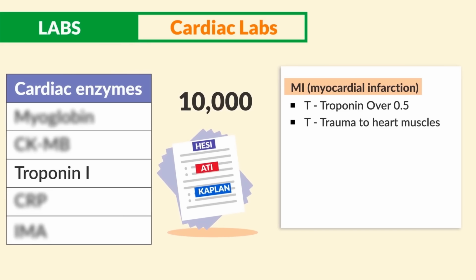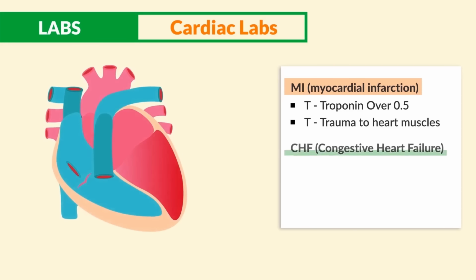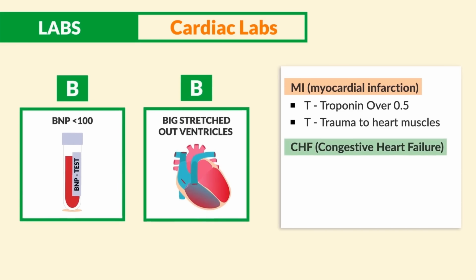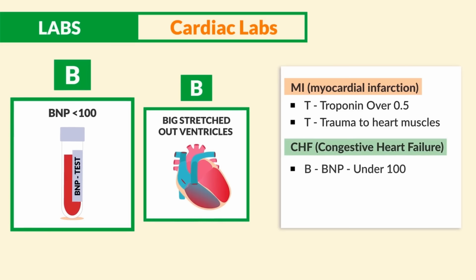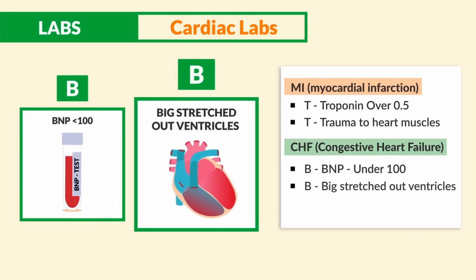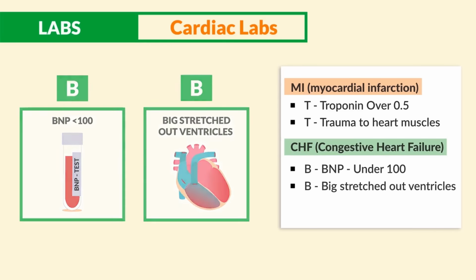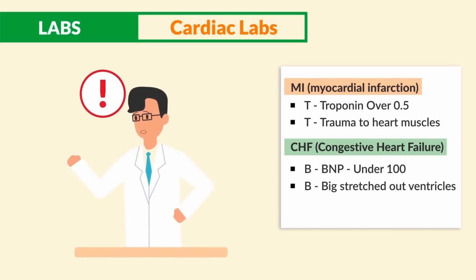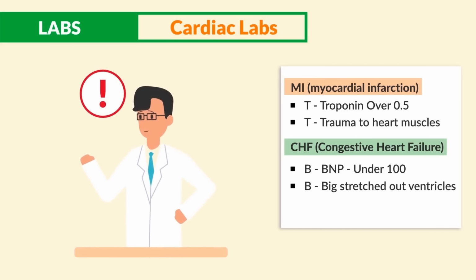Out of 10,000 questions, troponin was the only cardiac enzyme. Now for CHF, or congestive heart failure, just think of the double B's. BNP under 100. Think big, stretched out ventricles if that BNP is high. Now it's not a high priority, so again, I wouldn't focus on this since it indicates a chronic long-term condition. But if you want to impress your clinical instructor, then watch this next 3-minute segment.